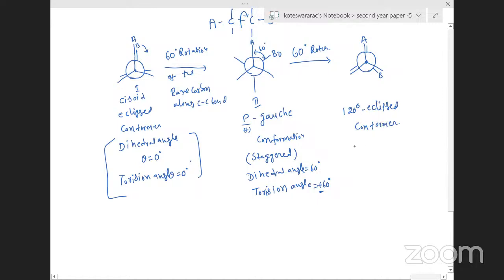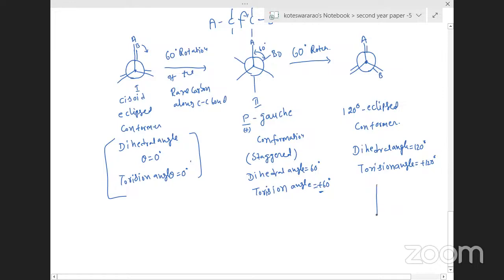And the dihedral angle total 60 plus 60, 120, is the dihedral angle. Dihedral angle, that is 120 degrees, and a torsion angle plus 120 degrees.